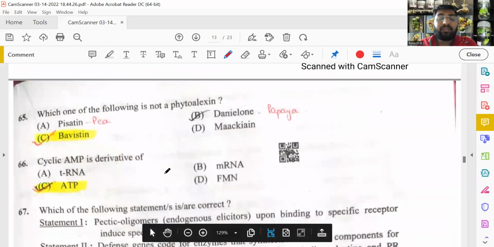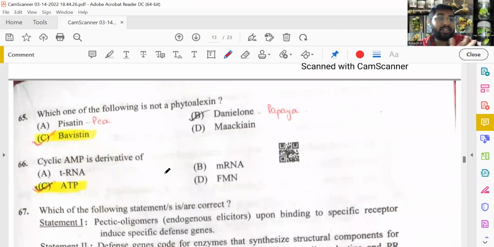Which one of the following is a phytoalexin? Phytoalexins are chemical compounds produced by a plant after a pathogen attack. For example, when a bacterium, fungus or virus has attacked a plant, in defense response the plant will produce certain compounds called phytoalexins. Pisatin is produced in the pea plant, and Danielone is produced in the papaya plant. Even Maackiain is produced in certain plants. Bavistin is not produced by plants. It's an artificial fungicide.